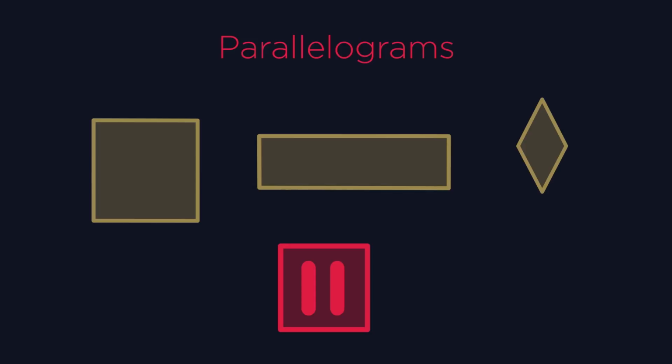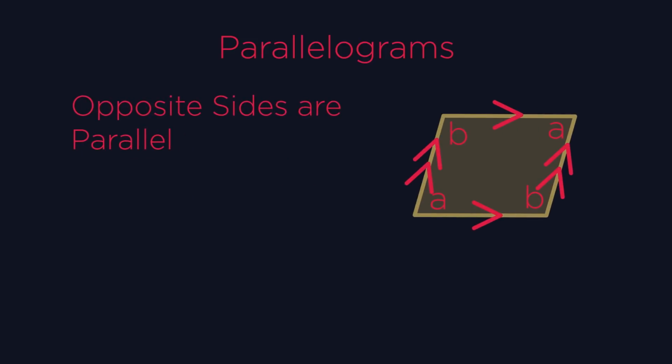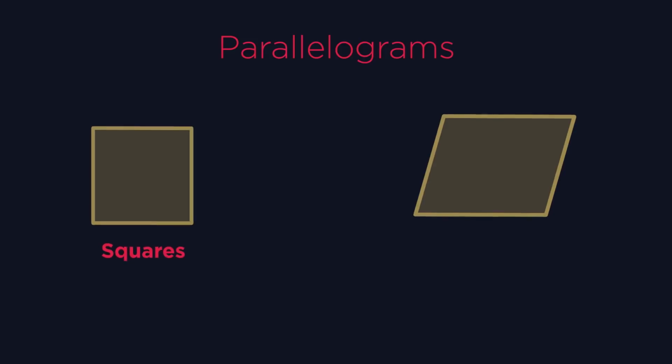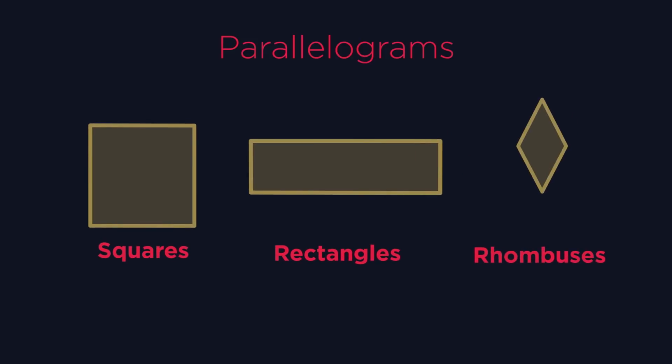Pause the video and have a think. They have parallel opposite sides that are equal in length, so these and these. The opposite angles are also equal, like in rhombuses. Squares, rectangles and rhombuses all meet these requirements, hence they're parallelograms.